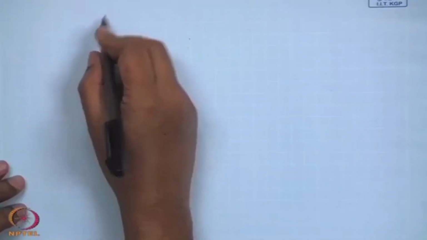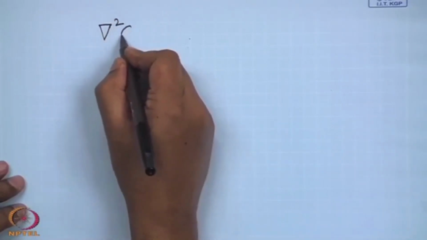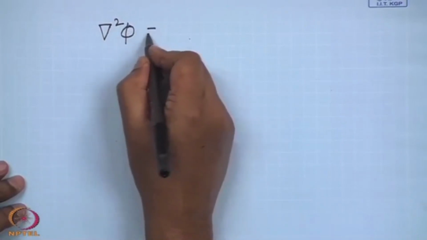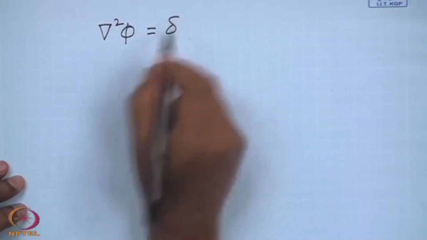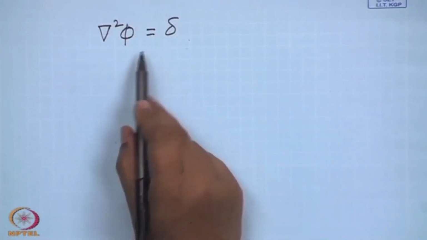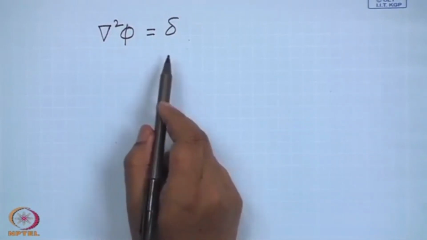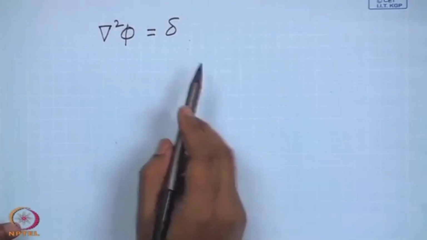Anyway, so we now have the velocity field such that it satisfies this equation, Laplacian of a scalar function phi is delta, and the gradient of that scalar function gives us the velocity field. This type of equation, this is of course a partial differential equation. If you write this equation completely, this is a partial differential equation.